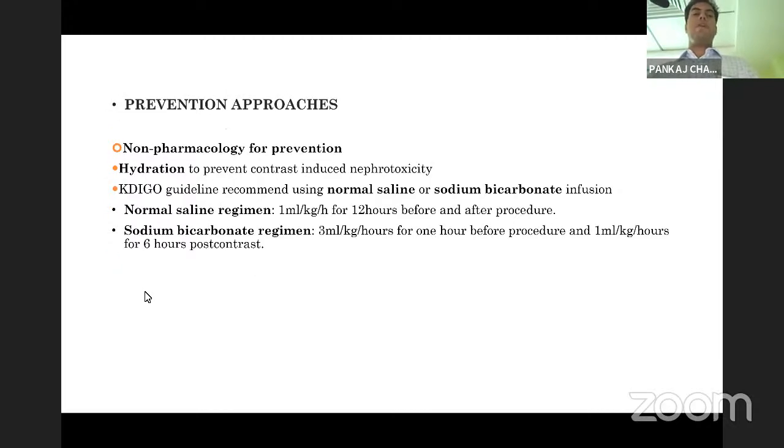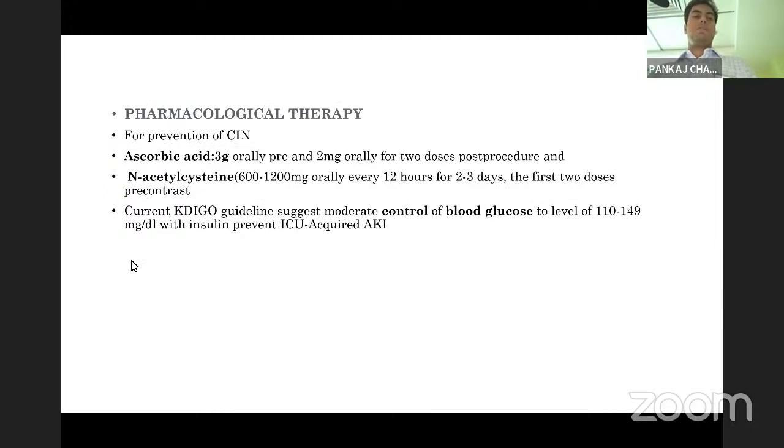How to prevent it? Non-pharmacological measures for prevention. Hydration to prevent contrast-induced nephropathy. KDIGO guidelines recommend using normal saline or sodium bicarbonate infusion. Normal saline regimen is 1 ml per kg per hour for 12 hours before and after the procedure. Sodium bicarbonate regimen is 3 ml per kg per hour for 1 hour before the procedure and 1 ml per kg per hour for 6 hours post-contrast.